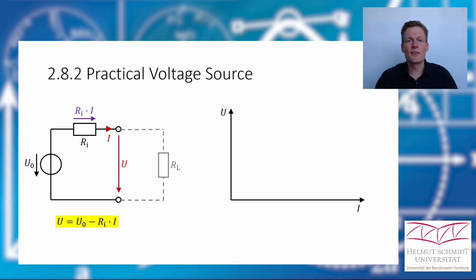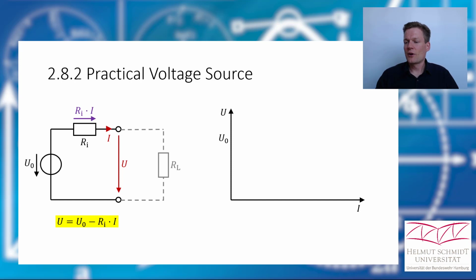Okay, let's draw this. When no current flows, you see it in the equation, then we just have U0. And we call this the open loop voltage because when no current flows, it means that the clamps are not connected to anything. So we call it open clamps and the voltage drop there is the open loop voltage.